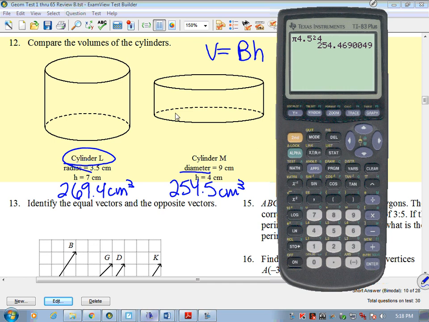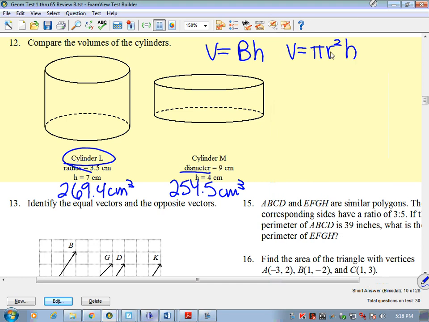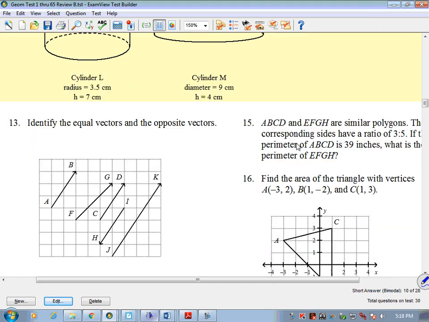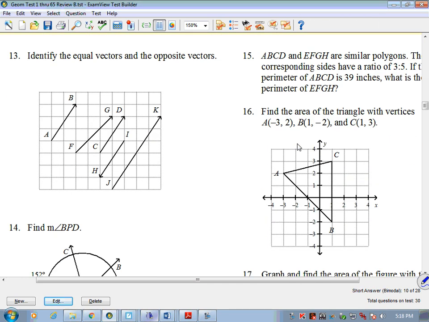Okay, so as I'm doing this, I'm taking what I've put in my calculator and I'm showing that in formula form more than what I'm just showing you here. I'm showing you how to use your calculator, but you need to show me that work in your box sheet. Okay, 13, find the equal vectors.